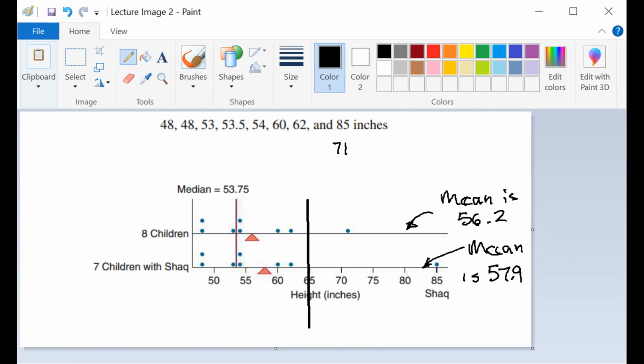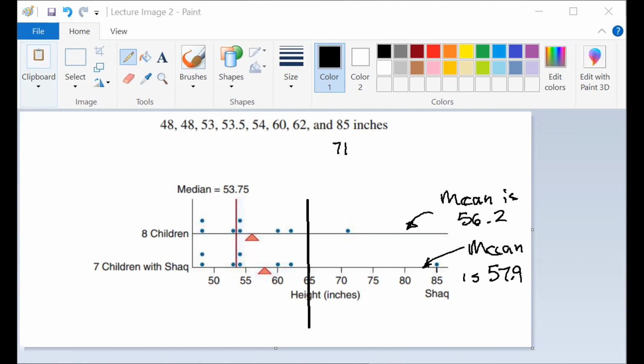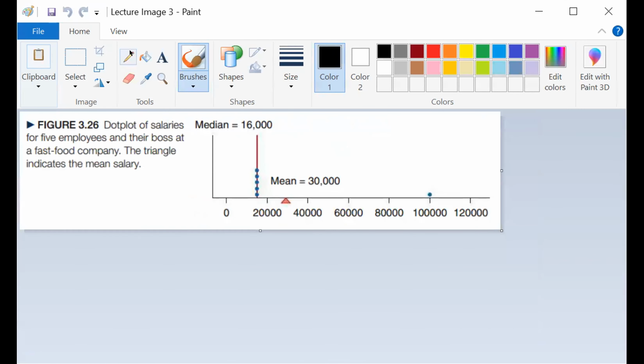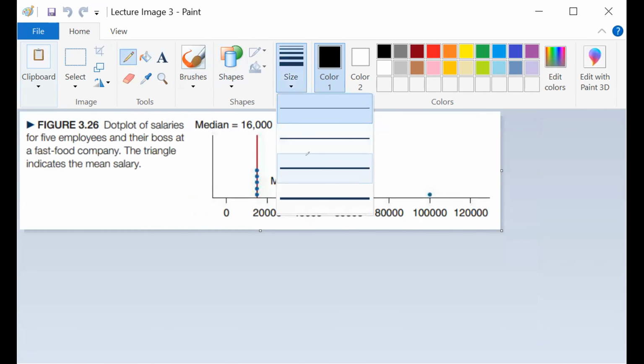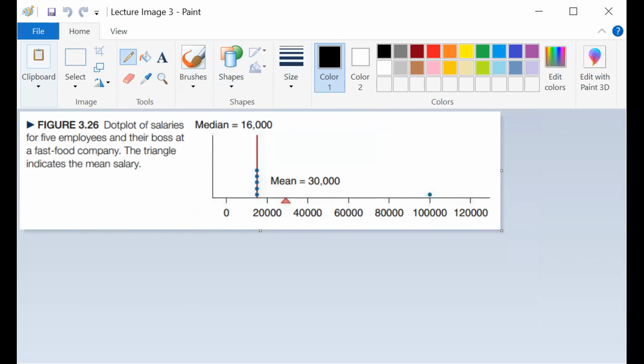All right, let's look at another example. I think that's a really good job of illustrating. So this data contains salaries for 5 employees and their boss at a fast food restaurant. What the authors have done is calculate the median and the mean. So you've got 5 people making $16,000 a year, and 1 making $100,000 a year.